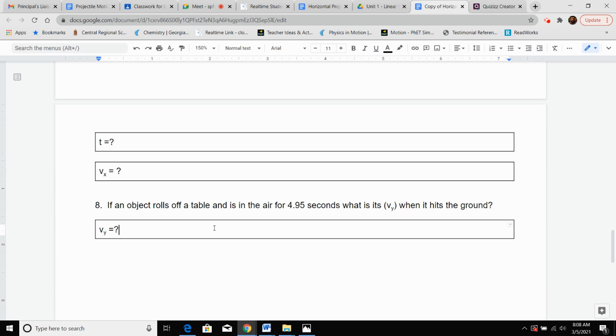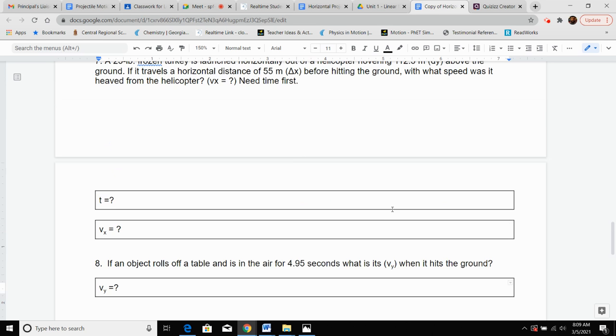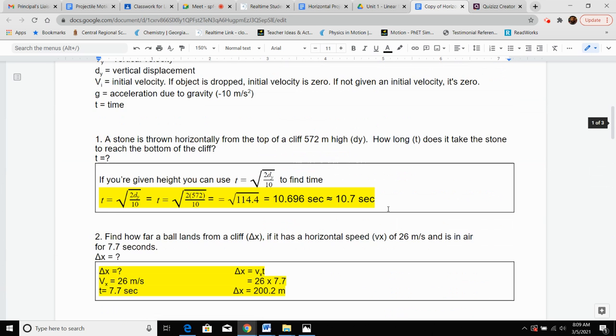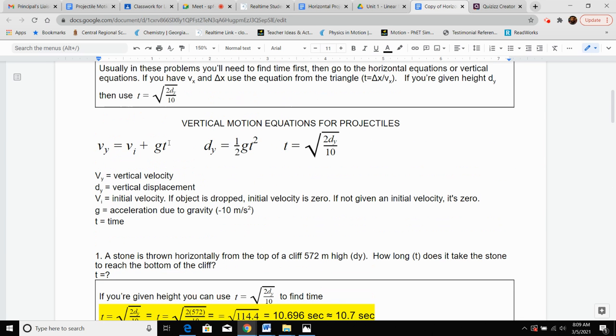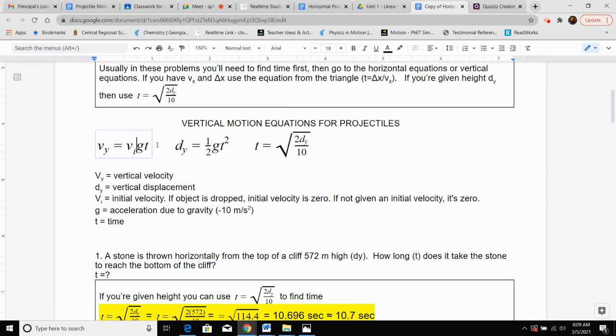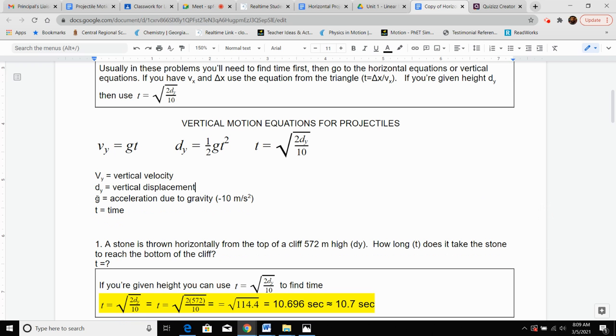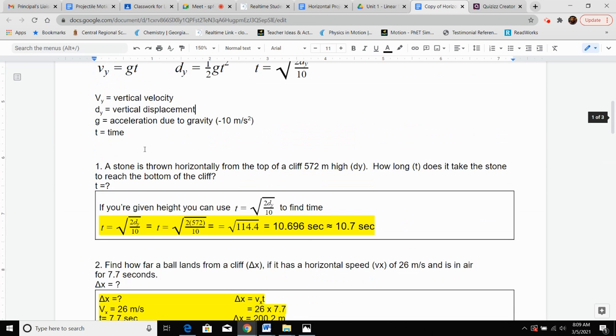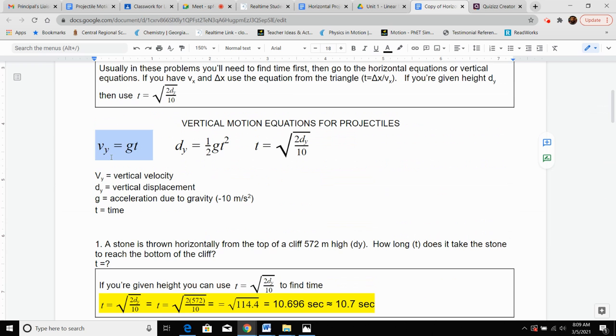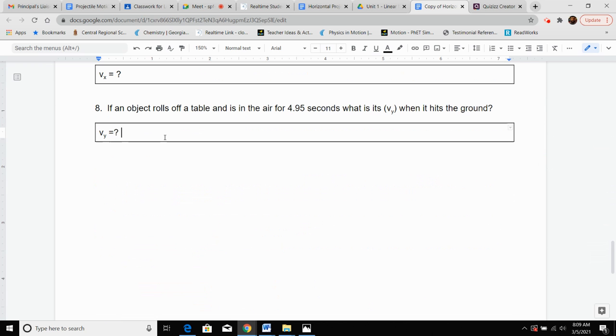And 8 is the only one that we hadn't quite looked at, but they just ask you, okay, if an object rolls off the table and it's in air for 4.95 seconds, what is the Vy when it hits the ground? So the Vy equation is up here. Because our initial velocity is 0, we're just going to get rid of that whole term there. So it's just going to be gravity times time. So you're going to maybe just take this equation, copy it, slap it down here.